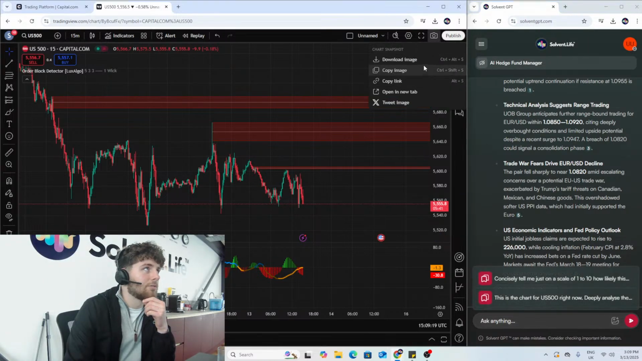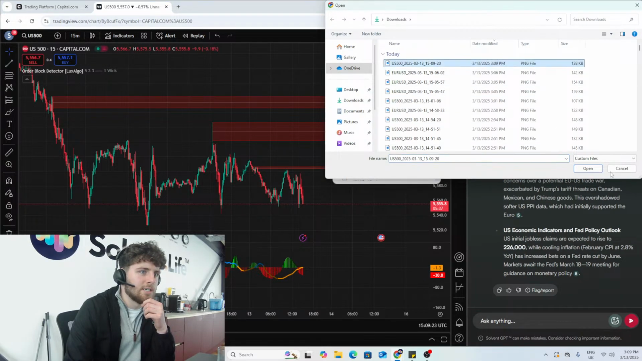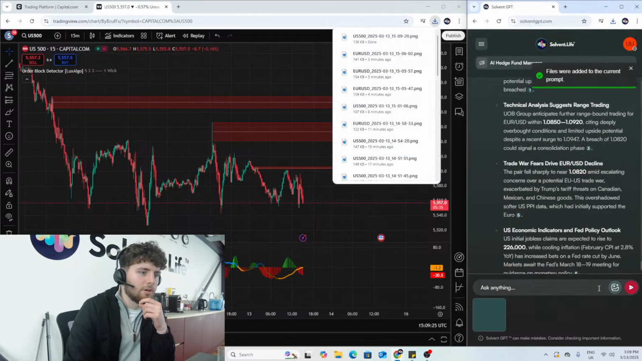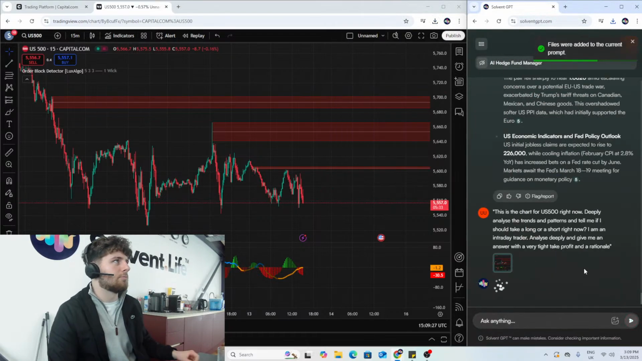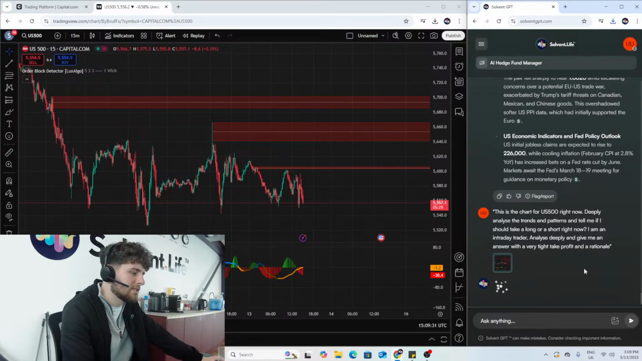Let's take an image of the US 500 very quickly. I am just interested to see how it's going to perform over the next couple of minutes. I'm going to use the pre-crafted prompt that we have saved above. Very easy to actually use this, very easy to save prompts as well.